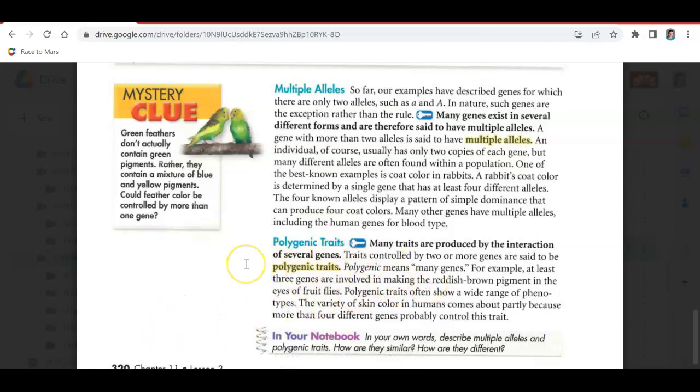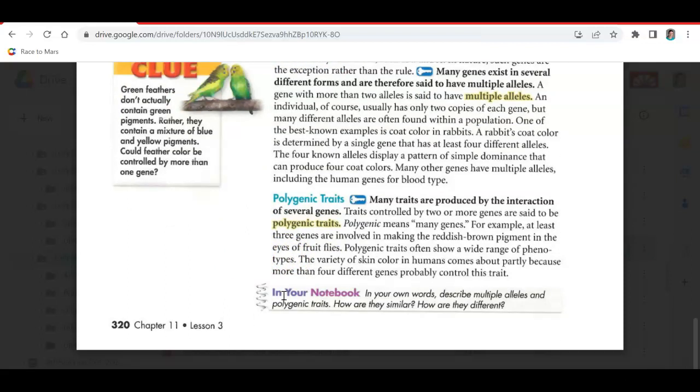Polygenic traits. Many traits are produced by the interaction of several genes. Traits controlled by 2 or more genes are said to be polygenic traits. Polygenic means many genes. For example, at least 3 genes are involved in making the reddish-brown pigment in the eyes of fruit flies. Polygenic traits often show a wide range of phenotypes. The variety of skin color in humans comes about partly because more than 4 different genes probably control this trait.